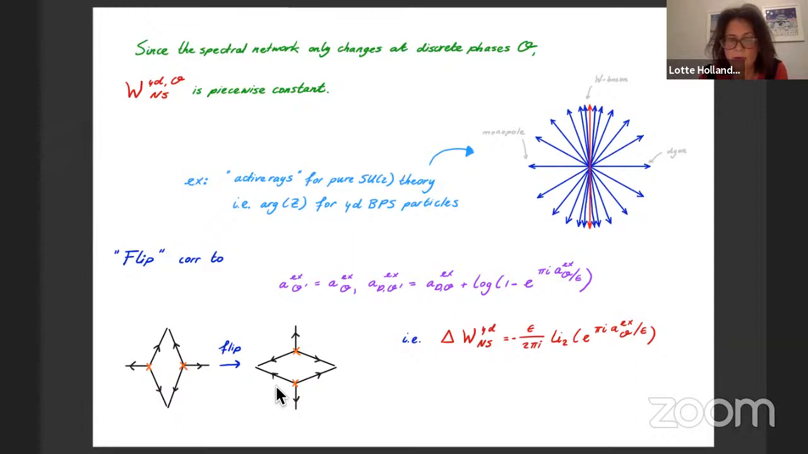If you consider the corresponding coordinates, or the corresponding Coulomb parameters, then you find that for such a flip, the A parameter stays the same, whereas the dual parameter changes by a logarithm of 1 minus the exponential of the A parameter. That means that the superpotential changes by a factor which is proportional to the dilogarithm.